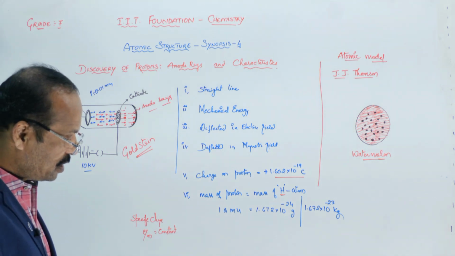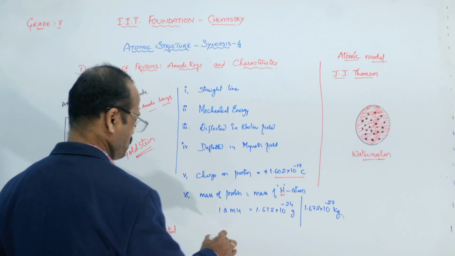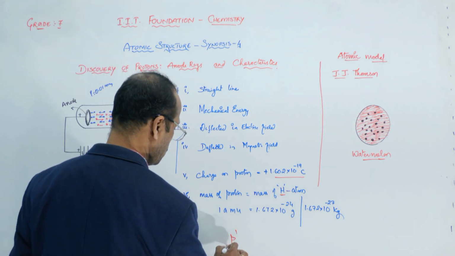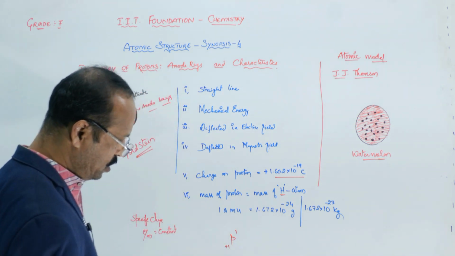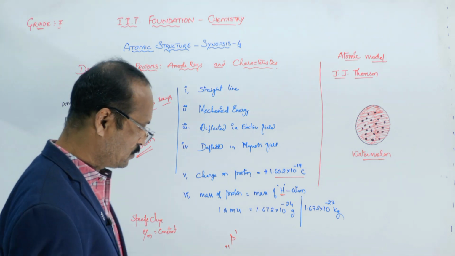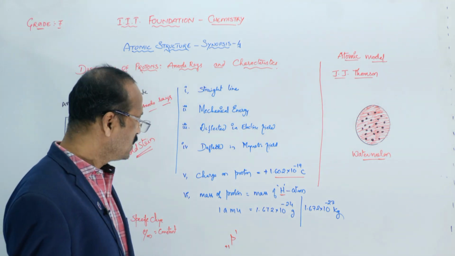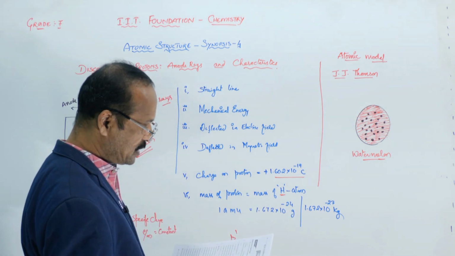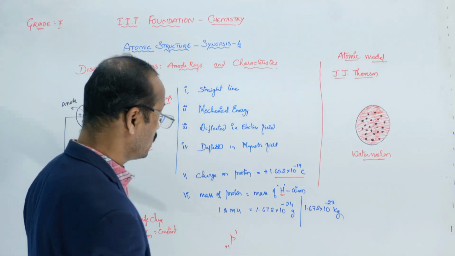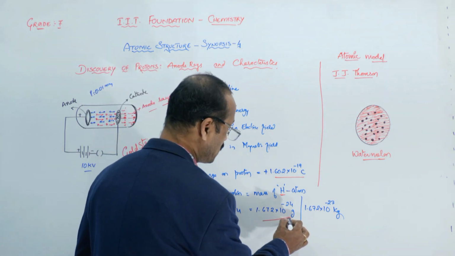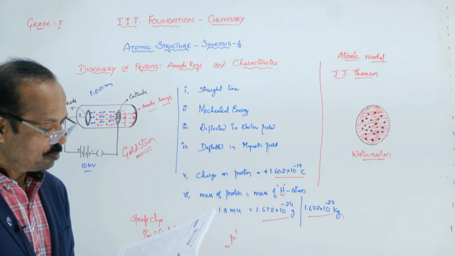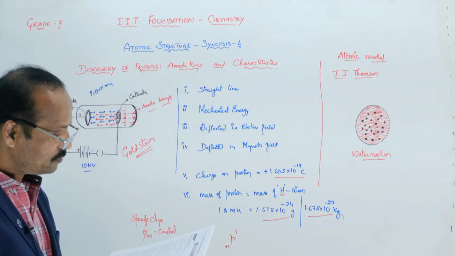Protons are denoted by the symbol P. Its mass is 1 and its charge is plus 1. So the answer is 3. Mass of proton, we already discussed, is 1.672 into 10 to the power of minus 24 grams, correct? And 1.672 into 10 to the power of minus 27 kgs, this is also correct. So the option is both 1 and 2.